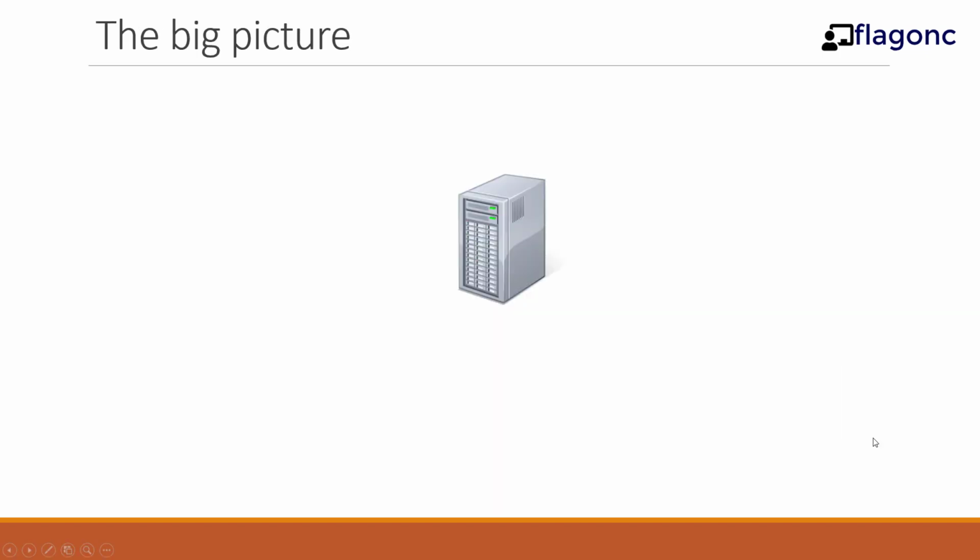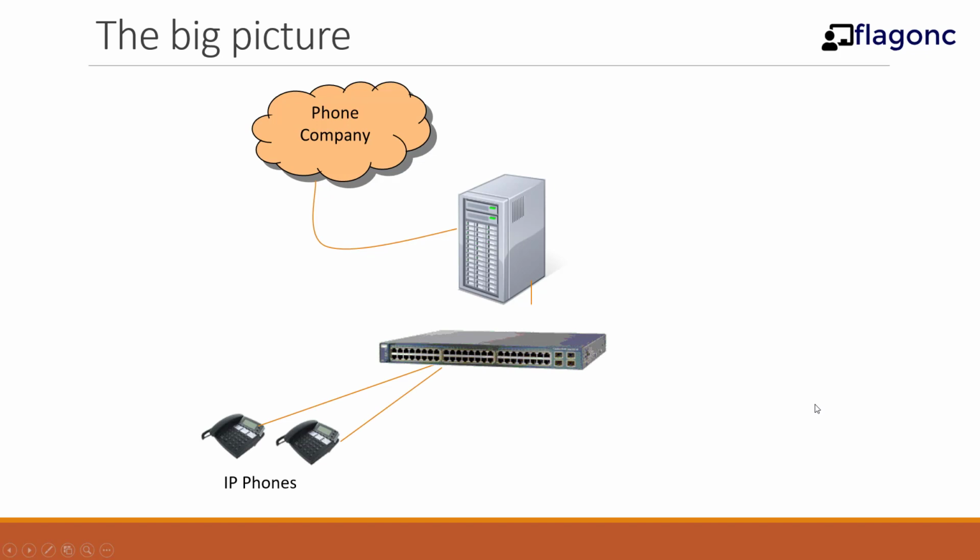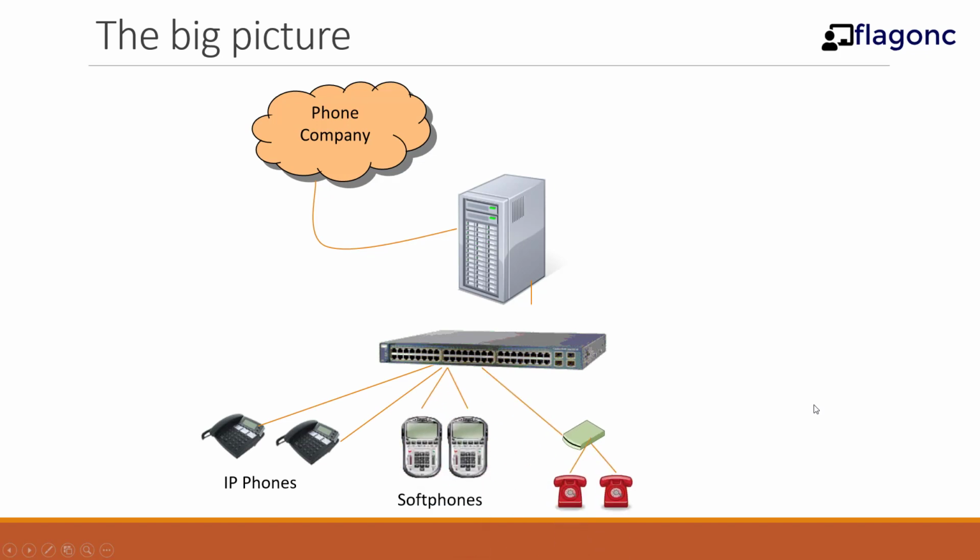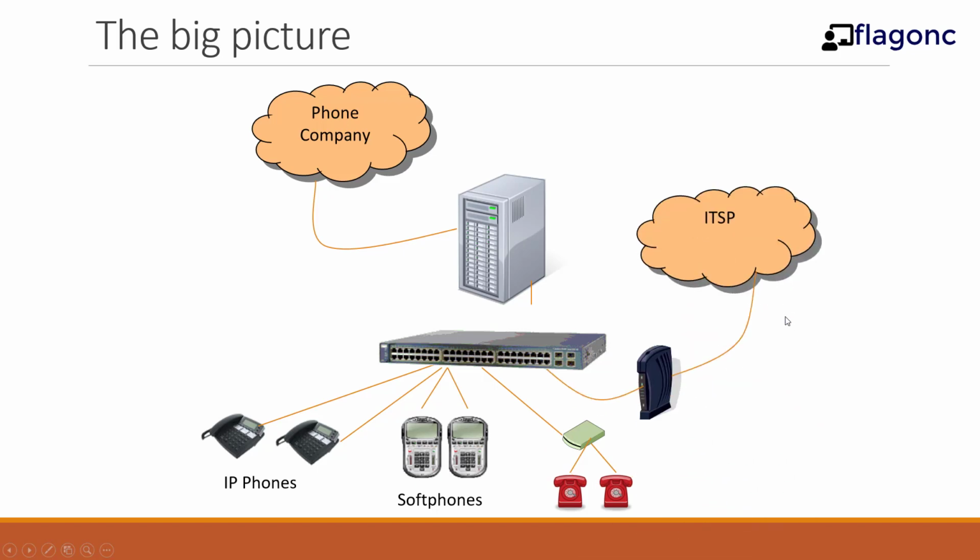The big picture, so now looking at everything together, you have the server connected to the phone company using an analog or digital card. You have a switch connecting IP phones, softphones, and analog phones using an analog telephony adapter. And you can also connect to the ITSP using a SIP trunk if you want a discounted call rate.